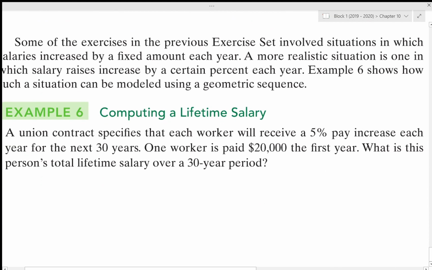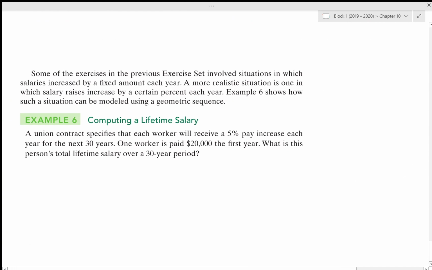Now, the last problem I want to do is just to help you figure out how we can apply this. There is a word problem like this in your homework. So, a union contract specifies that each worker will receive a 5% pay increase each year over the next 30 years. One worker is paid $20,000 the first year. What is the person's total lifetime salary over a 30-year period?